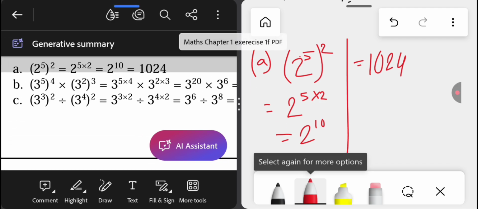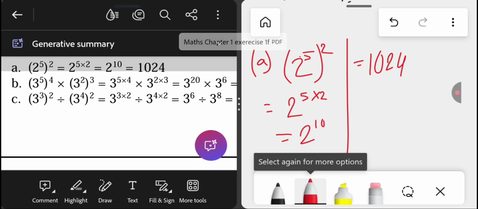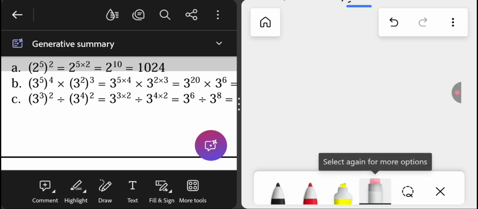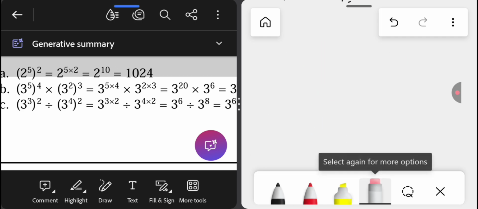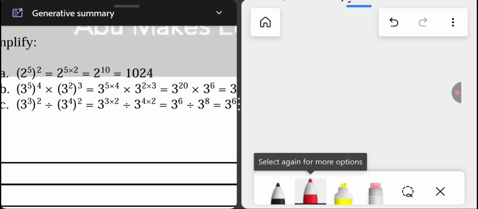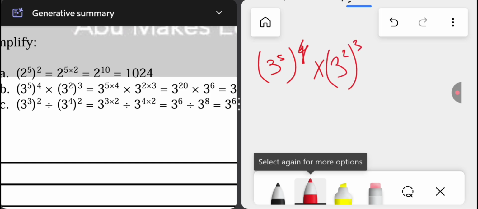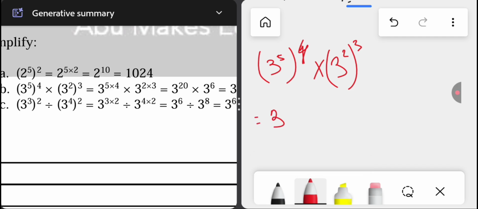See, in the next example, 3 to the power 5 whole to the power 4 into 3 square whole cube. This one is the same but a little bit more complex. First we are going to break this down individually: 3 to the power 5 into 4, into 3 to the power 2 into 3.